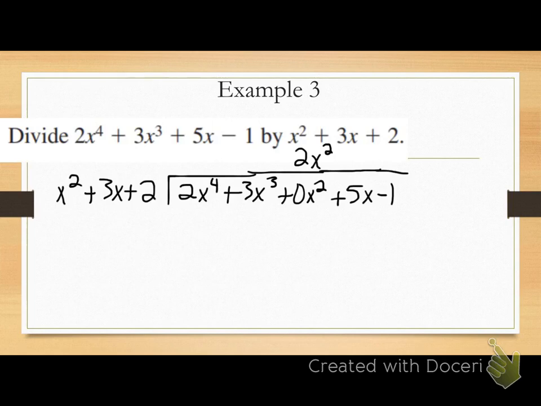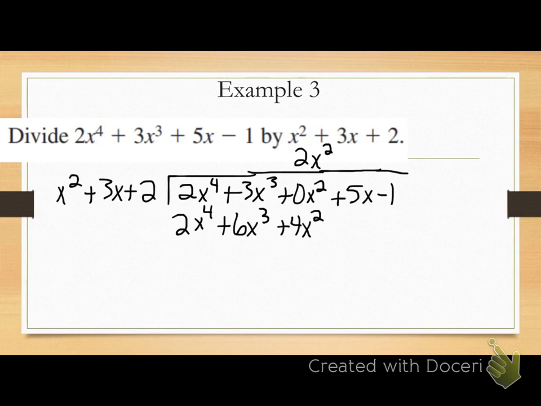Everyone okay with that? Now I'm going to start multiplying 2x squared through my divisor, x squared plus 3x plus 2. So 2x squared times x squared is 2x to the 4th, right? 2x squared times 3x is 6x to the 3rd. 2x squared times 2 is 4x squared. We okay with that?